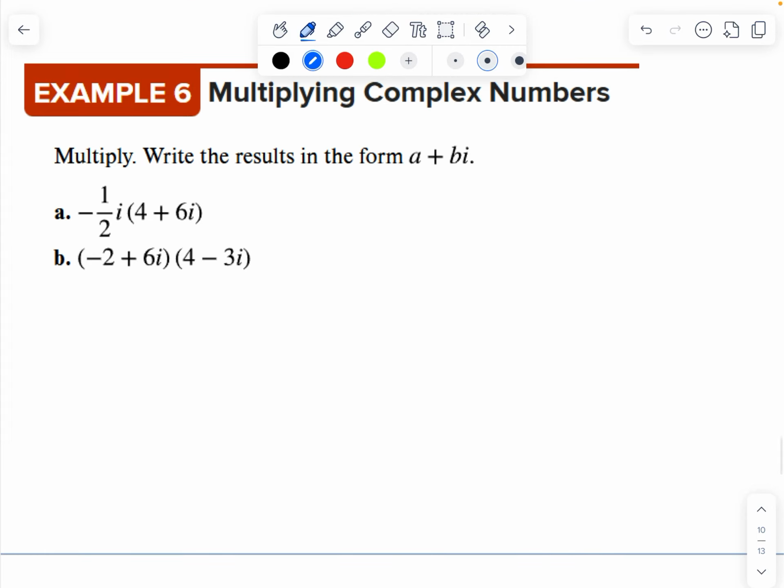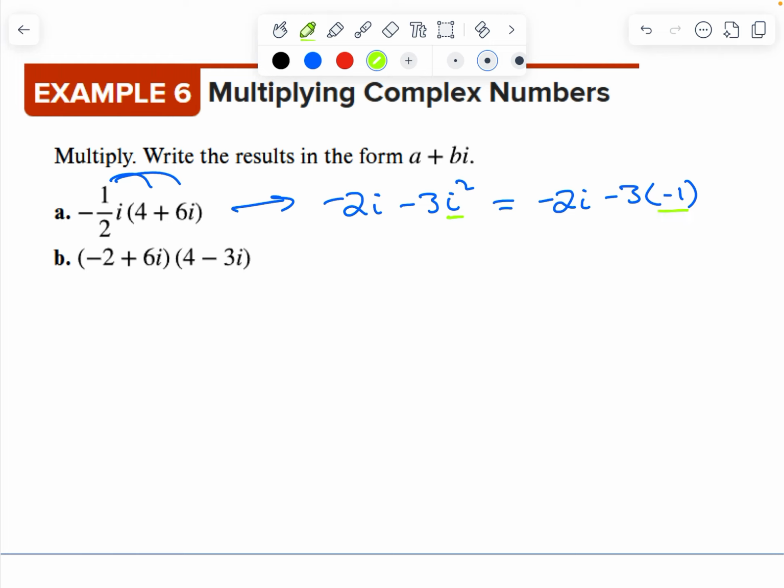When you're multiplying, you're doing the same exact thing as with variables, where if you multiply i times i, you get i squared. The one thing you need to be careful of is if you ever do get i squared, you need to simplify that to negative 1. So if you distribute that negative 1/2 in, what you get is negative 2i minus 3i squared. That's the same thing as negative 2i minus 3 times negative 1. Remember that i squared is the same as negative 1. And that's the same thing as negative 2i plus 3. If we want it exactly in that form, a plus bi, we would call it 3 minus 2i. We're just going to change the order but keep the signs the same.